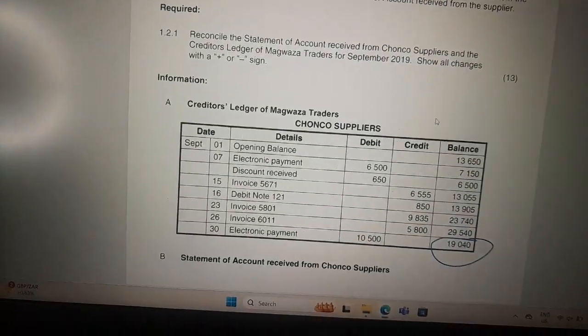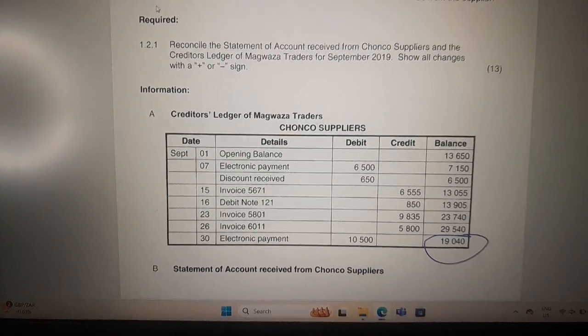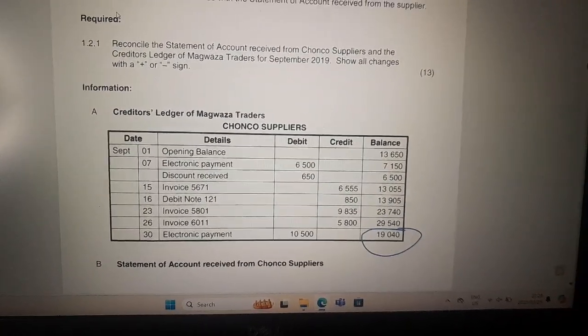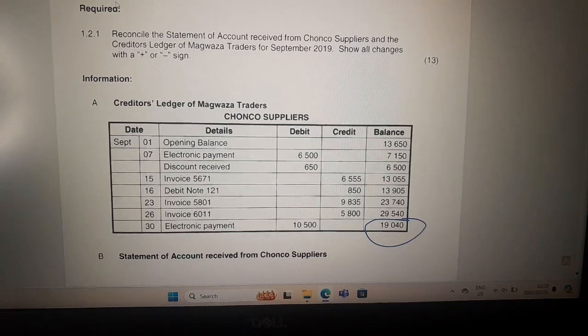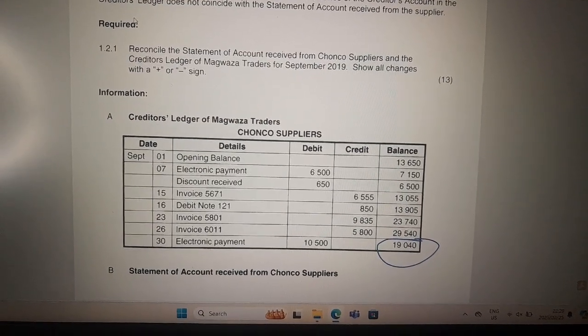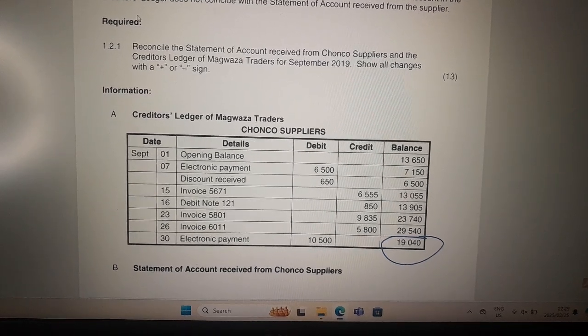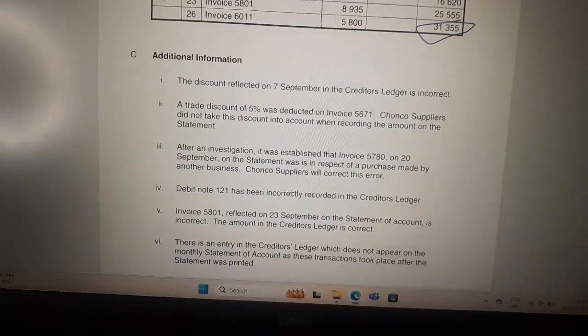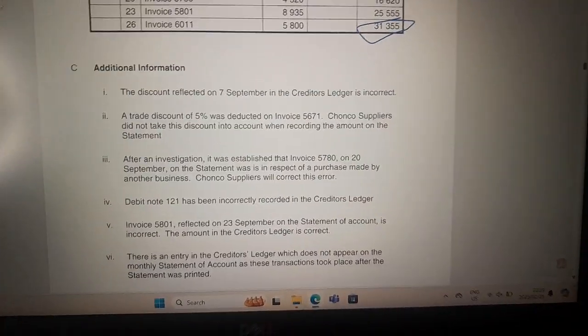And guys, read the instructions. It is very important to read the instruction. It says there, show all changes with a plus or a minus. Sometimes we use brackets to signify a minus, and if there's no bracket, it means it's a positive. But here, they're saying signify the changes by a plus or minus sign. Okay, then we move on to the next one.